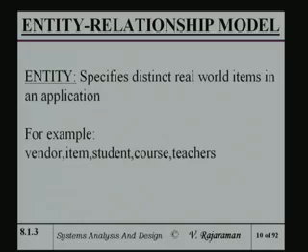Normally, it's some kind of a noun phrase. Examples are: vendor is an entity, an item is an entity, a student is an entity, a course is an entity, teacher is an entity. So there are many entities in a particular relation, and those entities are related. And we have to talk about relationships.